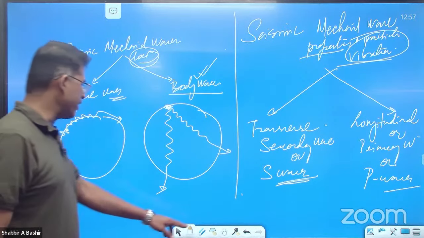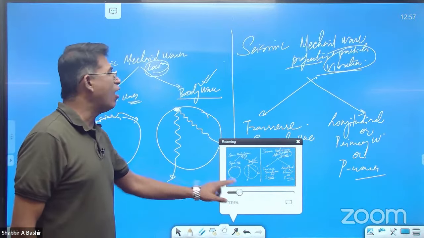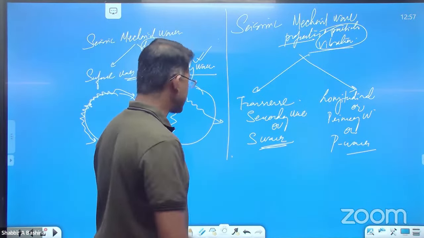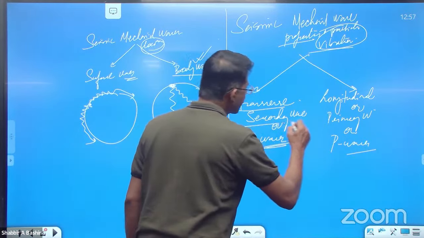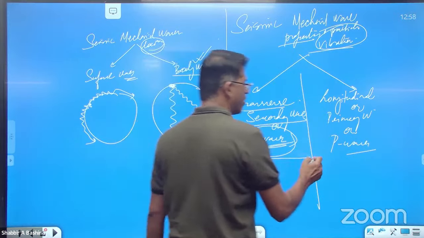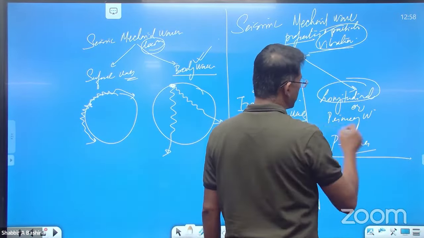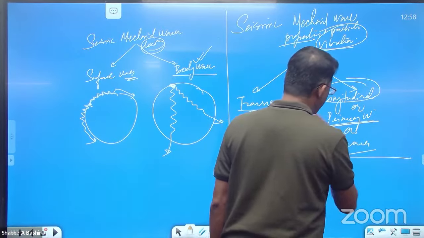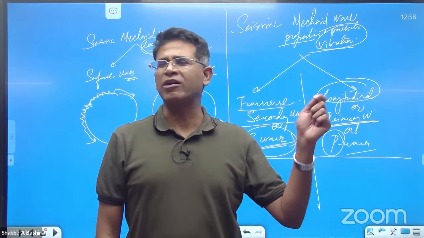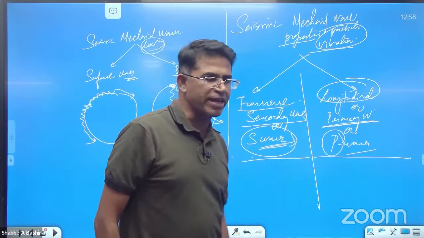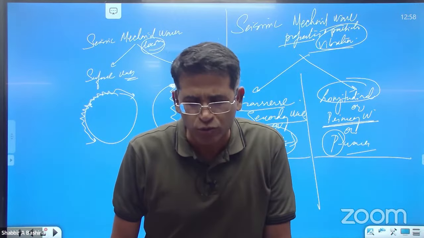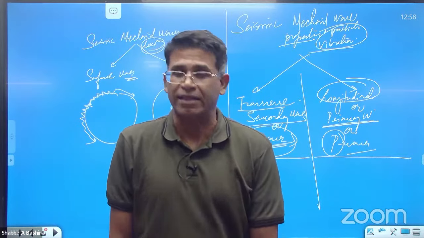Okay, the seismic waves in terms of how the particles vibrate. There are two types. They can be transverse waves, also called secondary waves, or S waves in short, or they can be longitudinal waves, also called primary waves or P waves in short. The properties of these two are different. In S waves, the particles are vibrating at 90 degrees to the energy path.